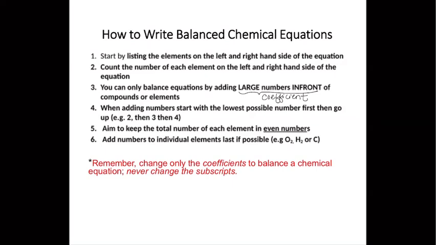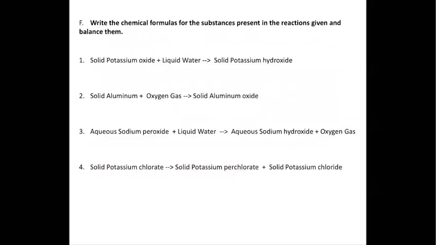Let's practice how to do balanced chemical equations, okay? Because it's very important that we know how to do this. So as you can see, here it says, write the chemical formula for the substance present in the reactions given, and we're going to balance them, okay? So let's go through problem number 1 together to make sure that people know how to do these problems for the upcoming exam. So here we even have the state of matter given for the compounds that are present in these reactions, okay?